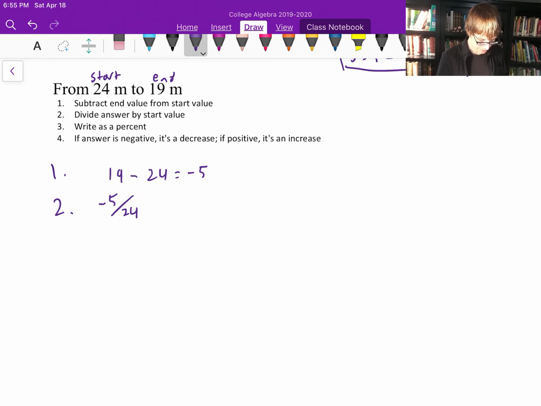So we changed negative 5. In other words, we lost 5 meters. We went from 24 meters to 19 meters, so we got 5 meters shorter. We lost 5 meters. And how much is that loss compared to the whole thing? Well, that's a loss of 5 out of 24. So negative 5 divided by 24.